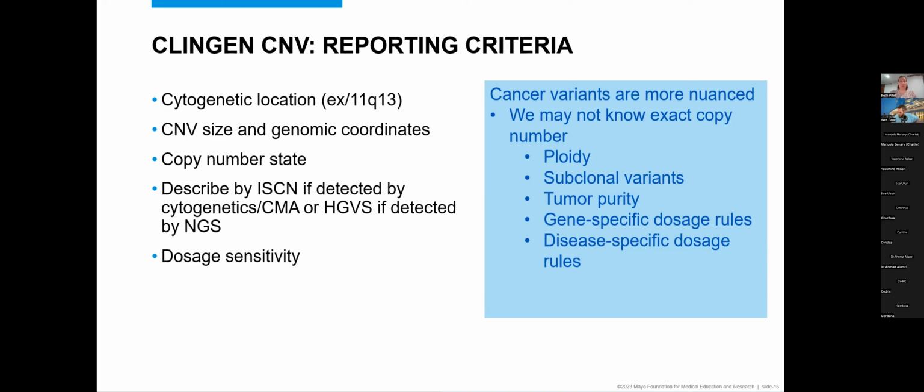So I would interpret a 2.5x fold change in ERBB2 quite differently than a 2.5x fold change in MYC in something that's 100% tumor. So it can be very different. And then there are disease specific dosage rules that we can find in evidence as well.